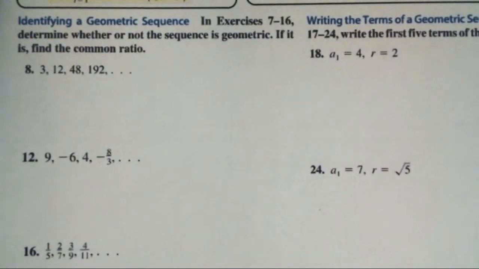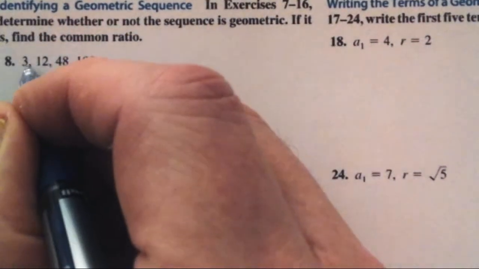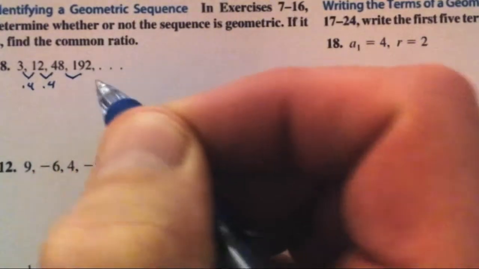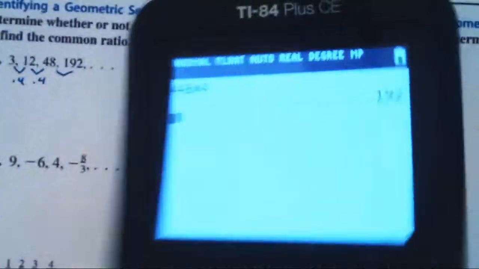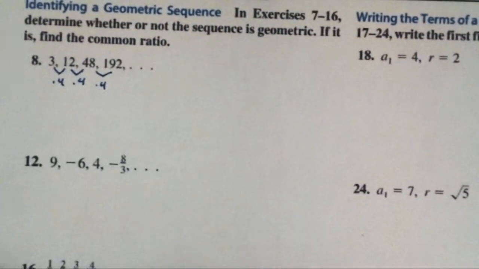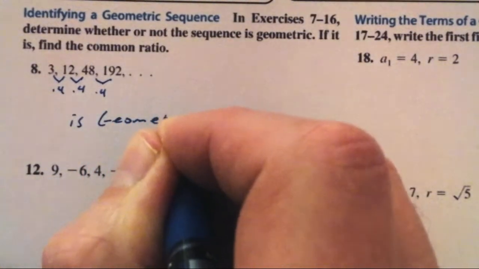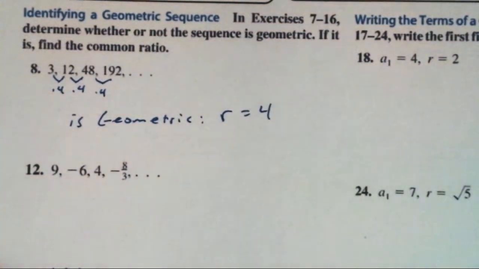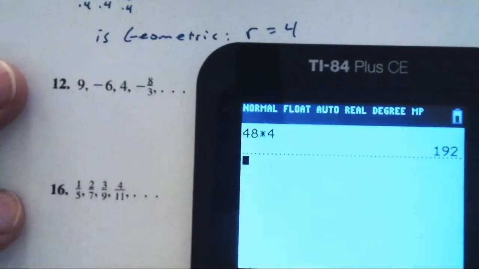And number 8, determine whether or not the sequence is geometric. And this one pretty clearly, we need to say, well, we multiply by 4. We multiply by 4. And let's see if that continues. 48 times 4 is 192. We multiply by 4. Therefore, this is geometric, and the common ratio is 4. But number 12, not quite as obvious.